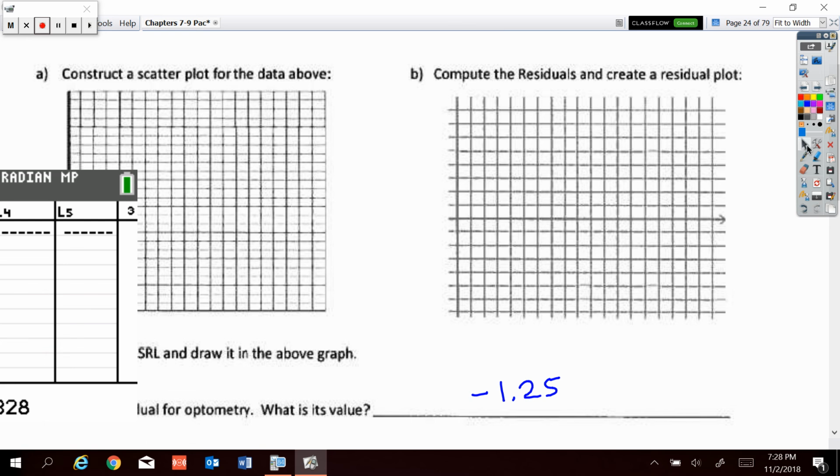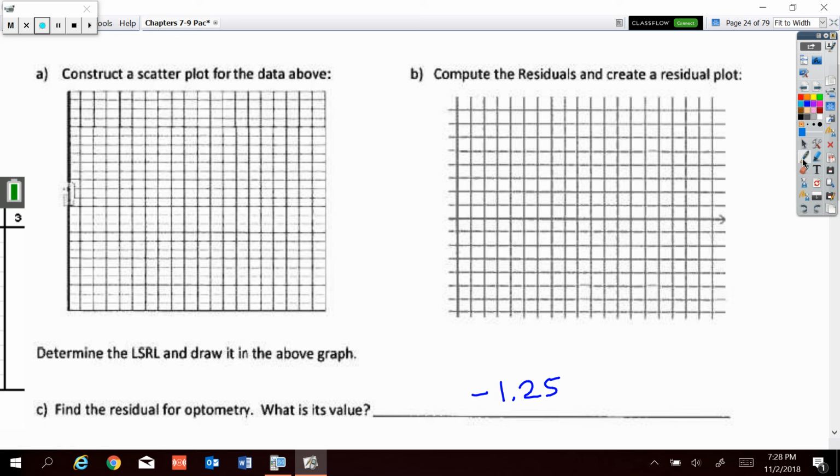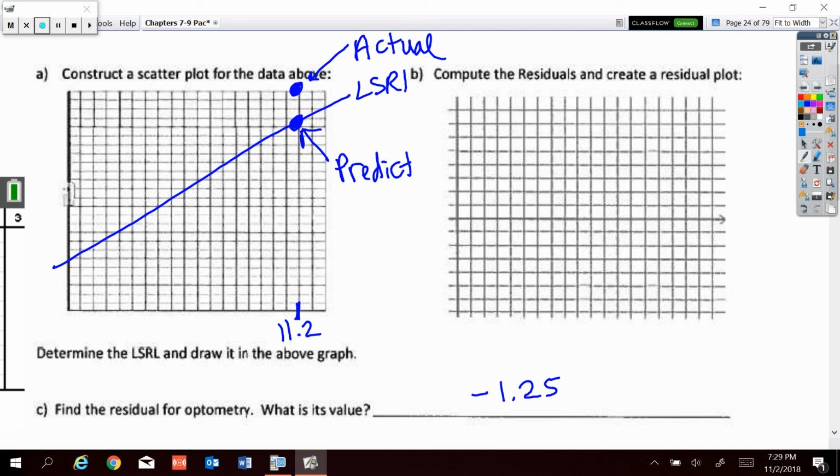Let's go ahead and represent this over here on the left. If we've got our least squares regression line, and over here at an x value of 11.2, our actual was at 13. Here on the line, the least squares regression line, this is what was predicted to happen, and here is what actually happened. So my question then is, is the model over-predicting or under-predicting the actual data?